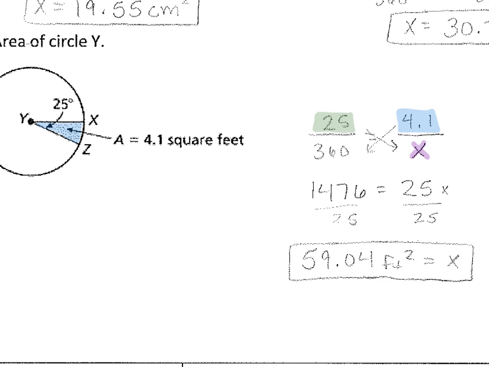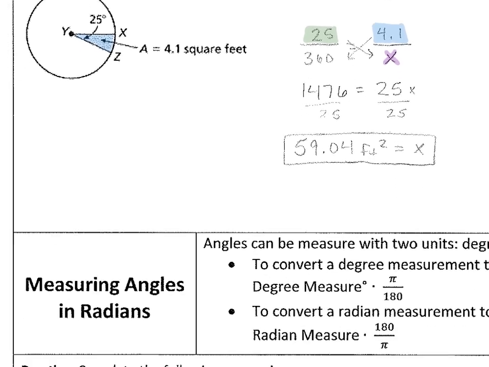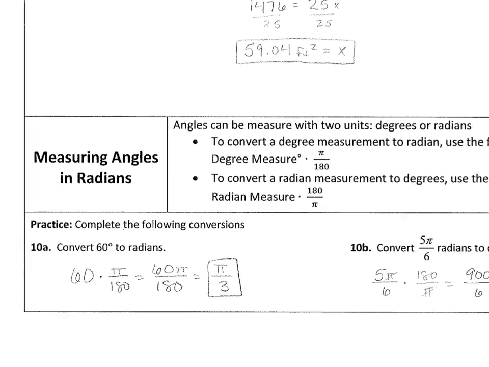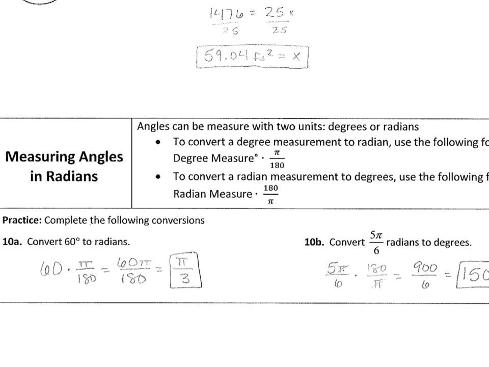The last bit of today's notes is measuring angles in radians. So we've never done this before, but angles that we are used to measuring are always measured in degrees. But that's not the best or only way to measure an angle. If you're taking pre-cal next year, or if you're taking dual credit trig, you'll be measuring most of your angles in radians, which is just another way to measure angles.